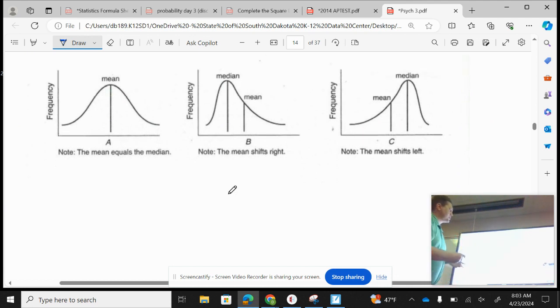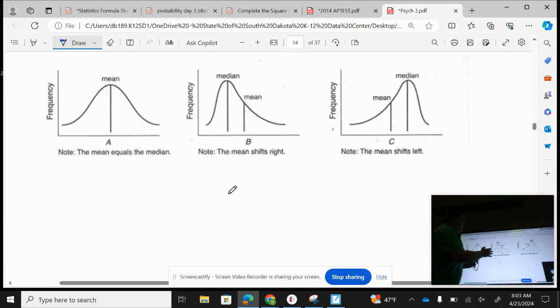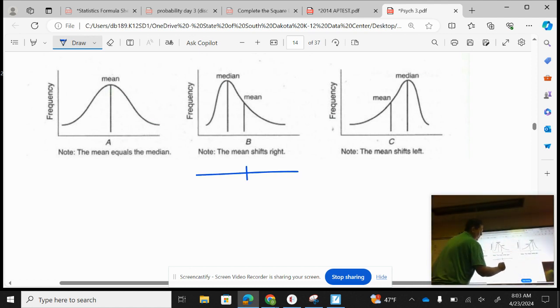Okay, now skew. You have to remember the stretchy part is the skew. We call it skew to the right. You call it positive skew. And the reason you're calling it positive skew is because on the number line, the positive numbers are to the right. So where is the stretchy part?